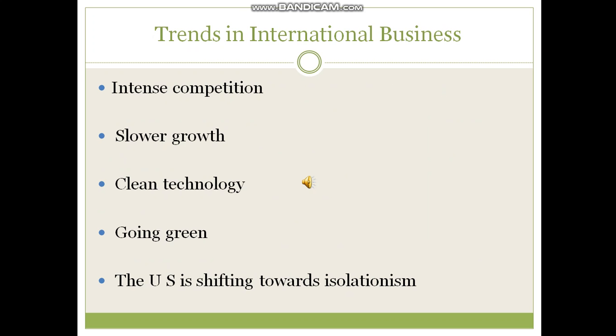Now the trend is clean technology, which means environmentally friendly technology, which helps to gain much global share. Then going green. Most countries will implement agreements like the Paris Climate Agreement with the goal of reducing carbon emissions. So their major aim is to go green. And the last one is the US shifting towards isolation. You know that the US is a developed country, and isolation means a general attitude of non-interference with other nations or avoiding connections with other nations.